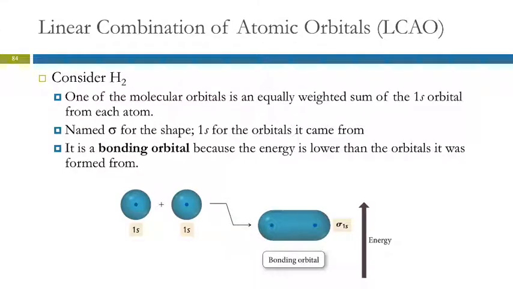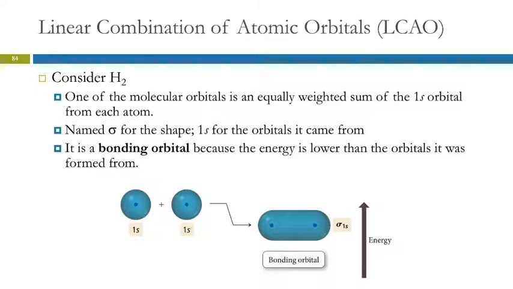So let's look at the simplest molecule possible, H2. We're going to see conservation of orbitals again, where if you start with two orbitals, you end up with two orbitals. So one of the molecular orbitals is the equally weighted sum of the 1s orbital from each of the atoms. So here's the 1s orbital from one hydrogen atom, the 1s orbital from the other hydrogen atom. So you add those together, and you get a bonding orbital.